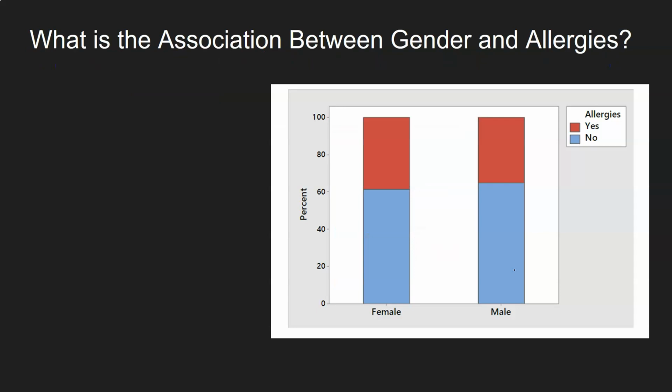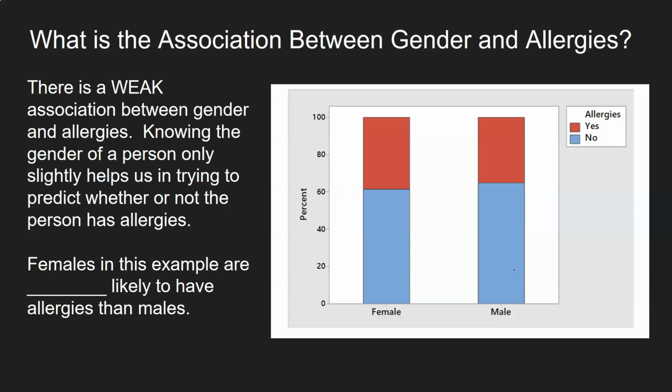Now, sometimes there doesn't have to be a strong association. If we look at this, these aren't exactly the same. We've got a graph here of, again, divided by gender, and how likely someone is to have allergies. So for the women that were surveyed, about 60% said no, they don't have allergies, which means about 40% said yes, they do have allergies. The men were just slightly higher, a little above 60% said they do not have allergies, and a little below 40% said that they do have allergies.